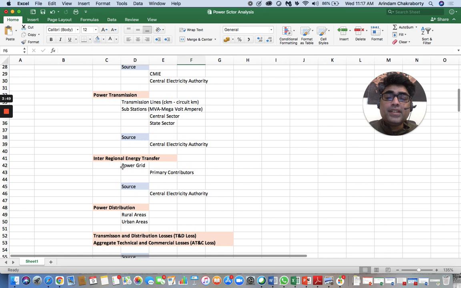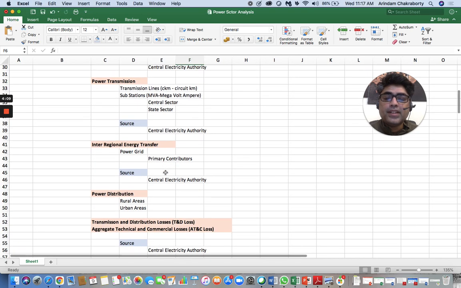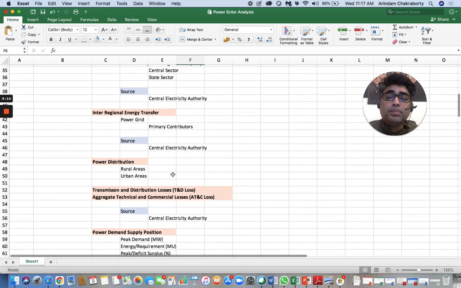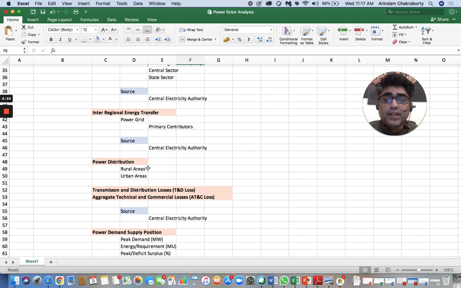Then we need to understand the inter-regional energy transfer, right? As we know, there is a supply of power from one region to the other, that happens through the power grid. So how that is actually happening, who are the primary contributors, again you can fall back on the Central Electricity Authority for this piece of information. Then how the power distribution has actually taken place, right, in the urban areas, in the rural areas, right? So you need to analyze that.